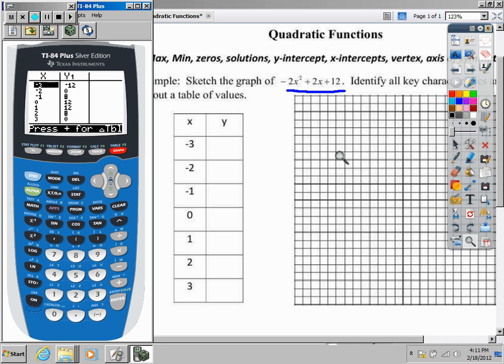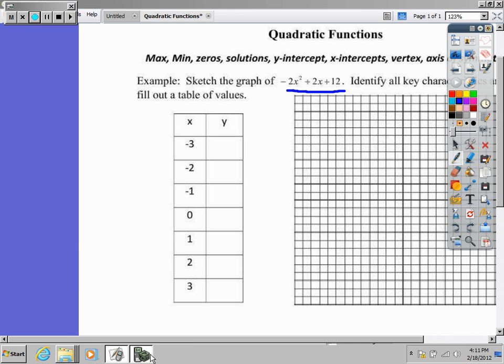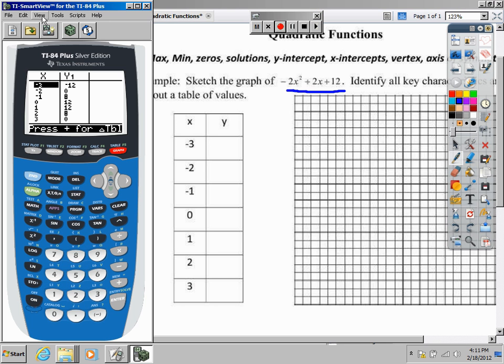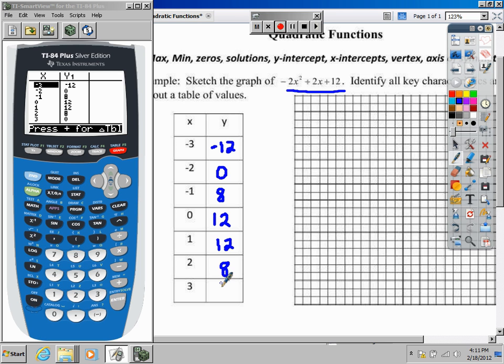Okay. Now I'm going to look at my table and I'm going to just copy those values from my table on my sheet of paper here. So at negative 3, I have a value of negative 12. At negative 2, the y value is 0. Negative 1, we have a value of 8. 0, it's 12. 1, we get 12. And then at 2, we get 8. And 3, we get 0.